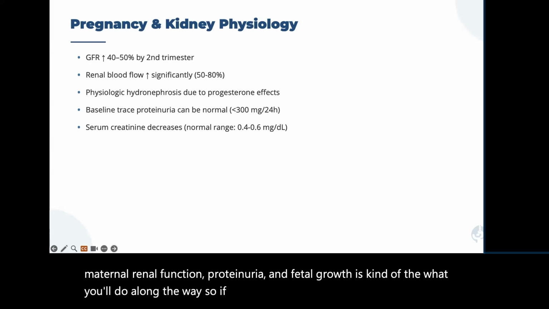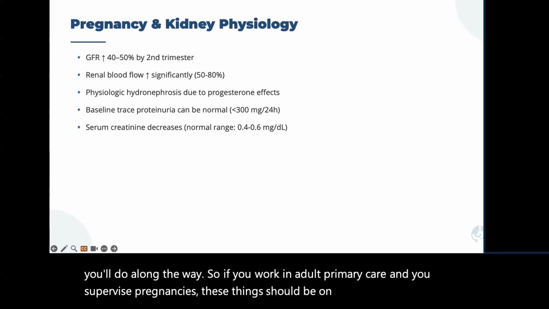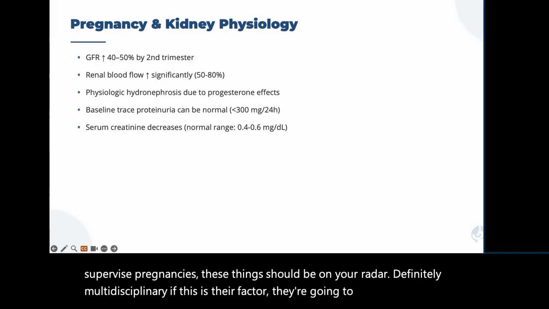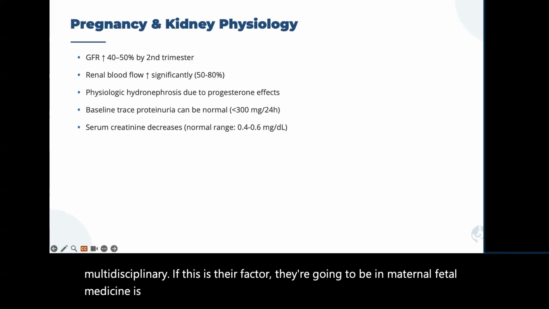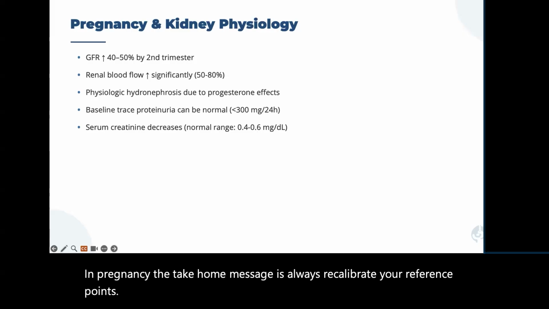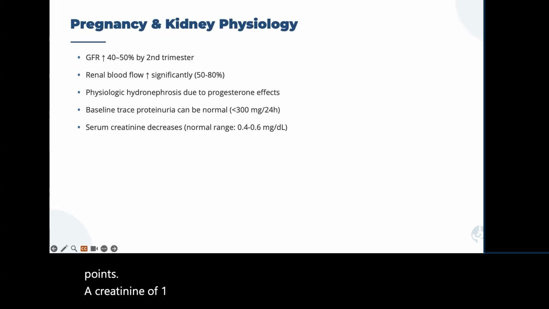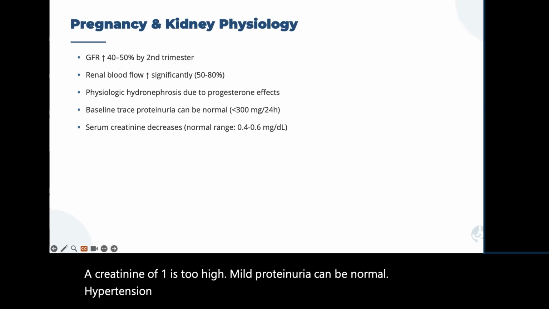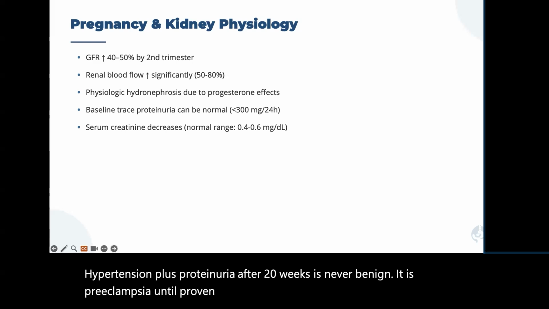So if you work in adult primary care and you supervise pregnancies, these things should be on your radar. Definitely multidisciplinary. If this is their factor, having them in maternal fetal medicine is ideal. These are high-risk pregnancy patients. So in pregnancy, the take-home message is always recalibrate your reference points. A creatinine of 1 is too high. Mild proteinuria can be normal. Hypertension plus proteinuria after 20 weeks is never benign. It is preeclampsia until proven otherwise.